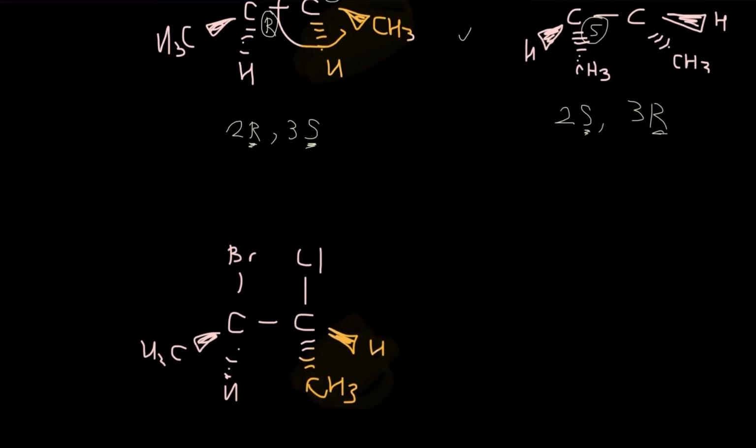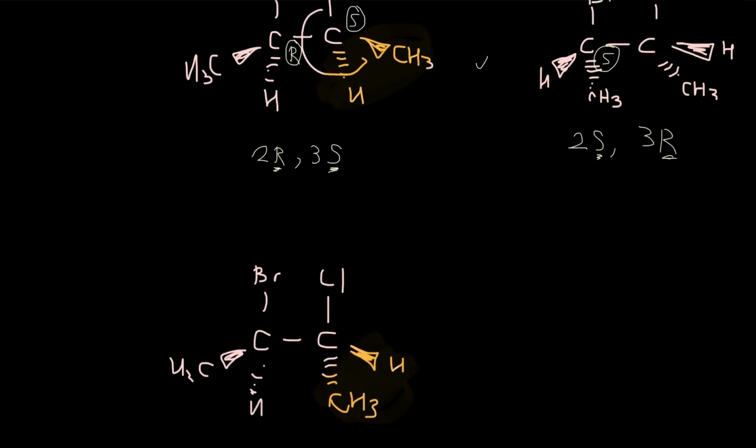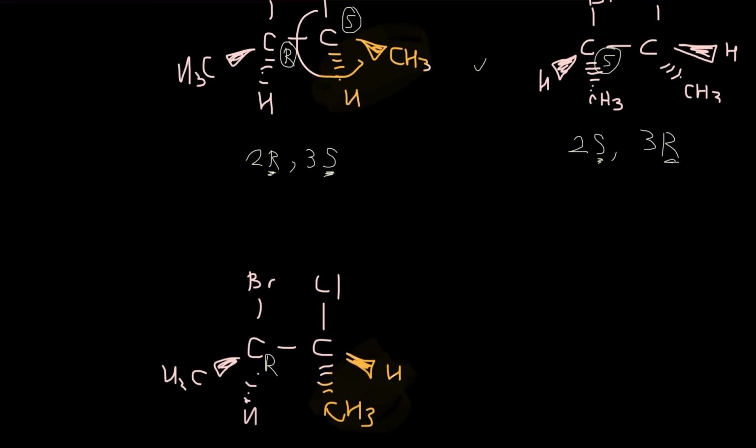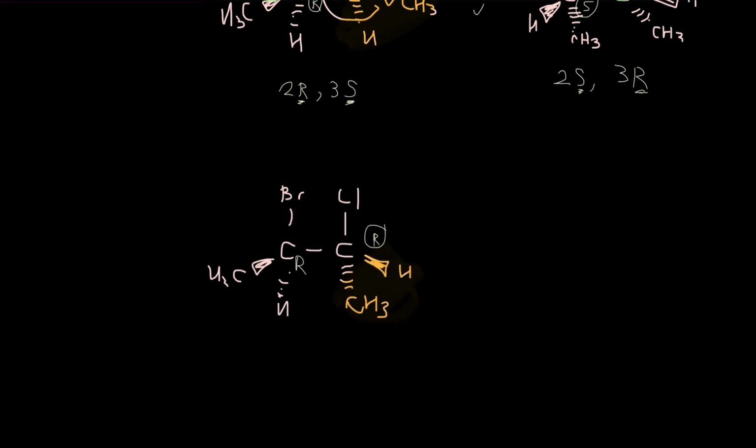Because this stayed the same, this is still R. I'm comparing it to this diagram. This is still R because it didn't change. But this here would have changed. This is our direction of priority, so it looks like it's an S, but because hydrogen is on a wedge, it's actually going to be an R. So here we have carbon 2 as R and carbon 3 as R.